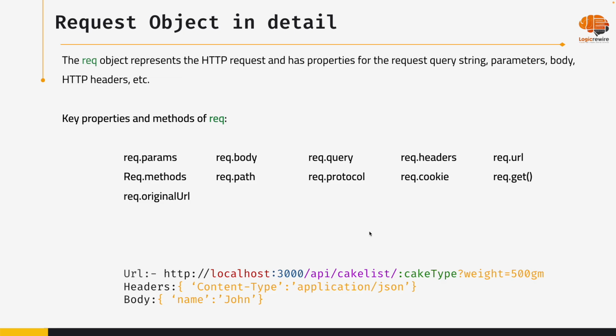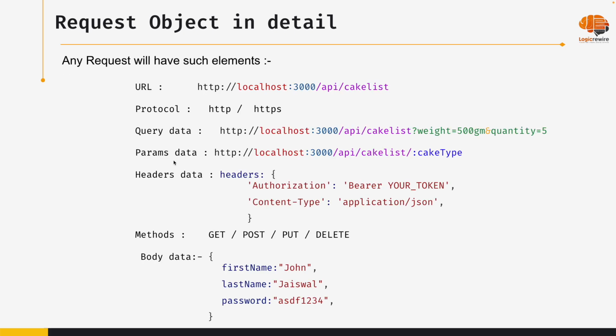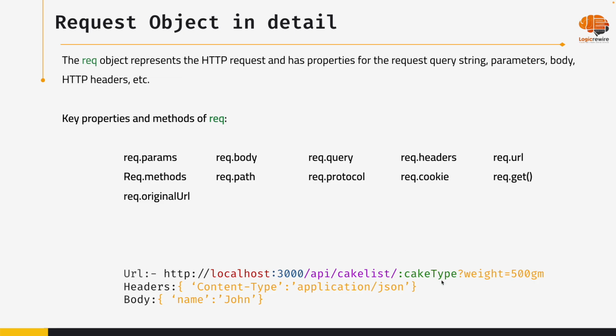So first is REQ.params. What does REQ.params do? It will take the params data. If colon cakeType is there, and in place of this colon cakeType we pass, let's suppose, red velvet or black forest, then whatever data is passed, we can collect using REQ.params.